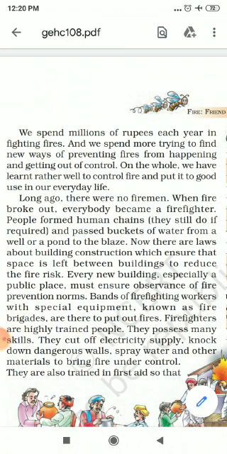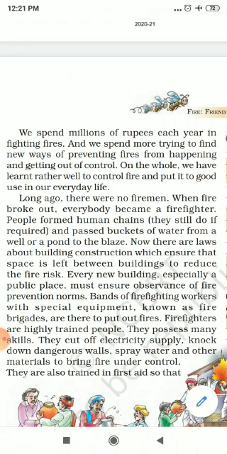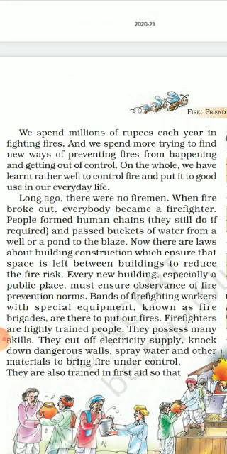On the whole, we have learnt rather well to control fire and put it to good use in our everyday life. But as far as our comparison with early man is concerned, till now we have learnt so many ways to control fire, to use fire in a proper way, and to make fire our servant, not our enemy. But sometimes accidents definitely also occur.